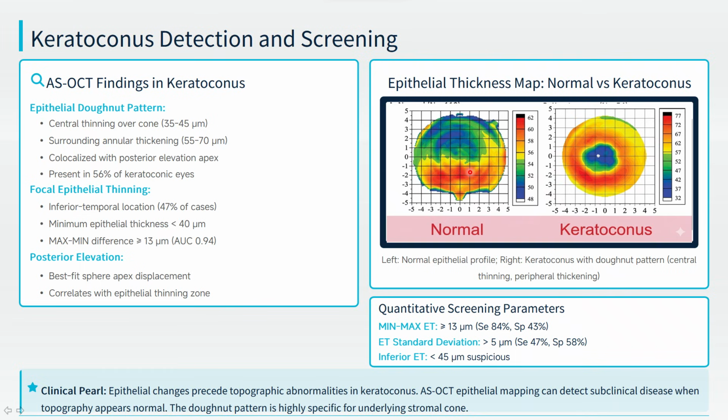Another example, here you can see that this is the normal cornea. This is normal hypertrophy or thickening of the corneal epithelium inferiorly as compared to the superior. This is the normal pattern. This is the typical donut pattern in keratoconus.